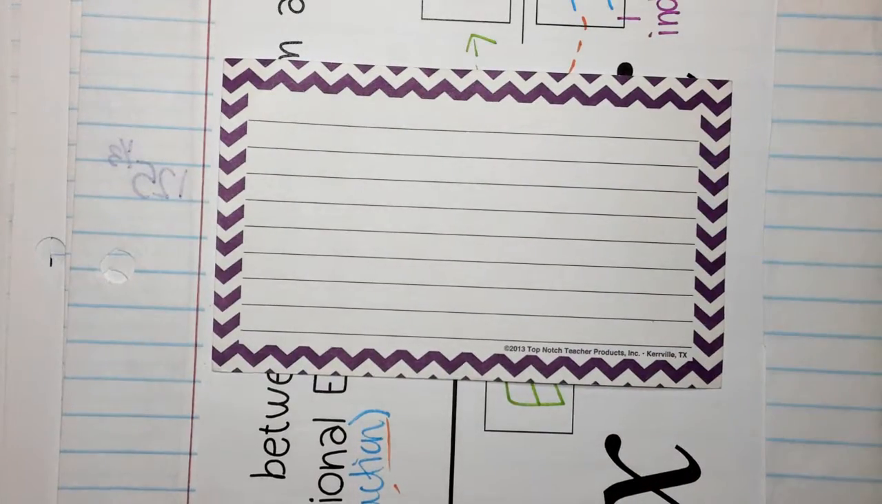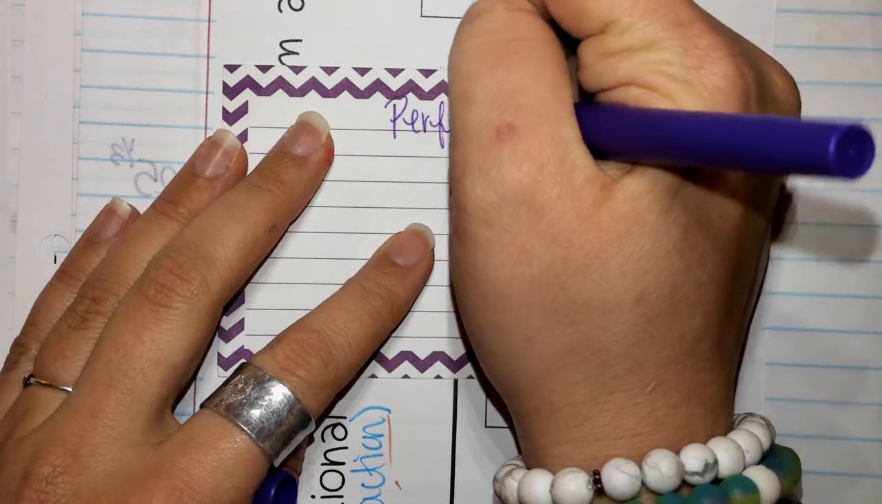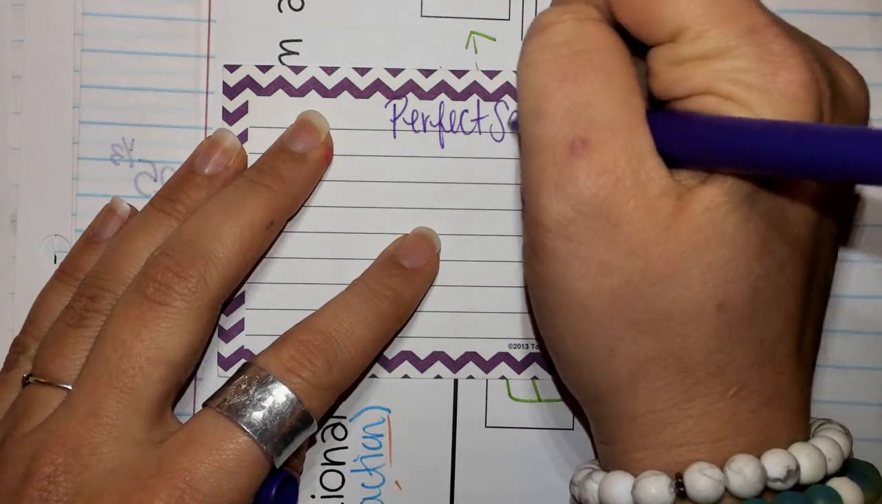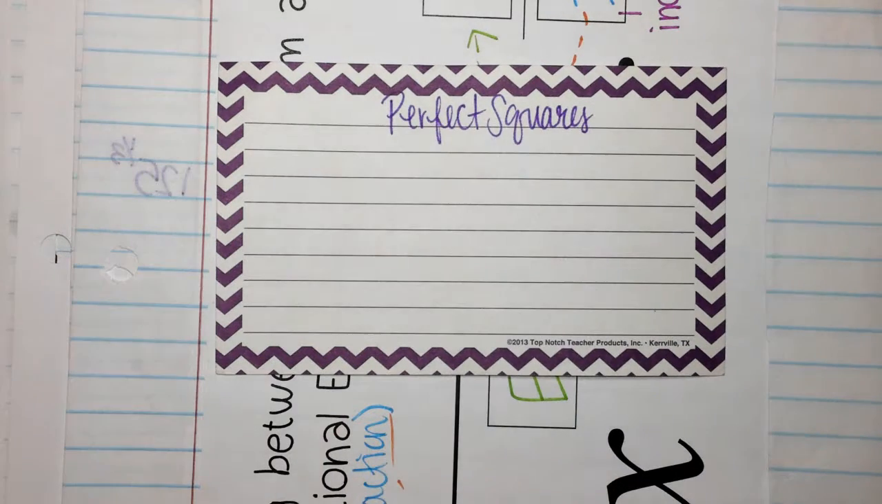So at the top and in the middle, I would like you to write perfect squares. So in our first color, what we're going to do is we're going to write our counting numbers.